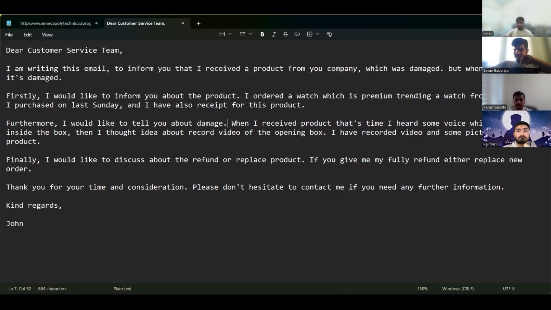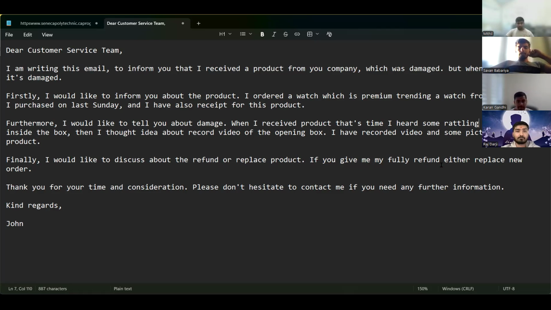उसको रैटलिंग बोलते हैं. बच्चों का वो खिलौना होता है, उसको रैटल बोलते हैं, ऐसे हिला हिला के. So basically, when I received the product, I heard a rattling sound from the box. चलेगा, मत करेक्ट करो, मेरे पास आएगा ना, मैं करेक्ट करके दूंगी. I heard a rattling sound from the box, and after which I decided to record a video of unboxing it. फिर आप लिख रहे हो शायद कि here I have attached the video and some pictures of the broken product. Okay, continue.